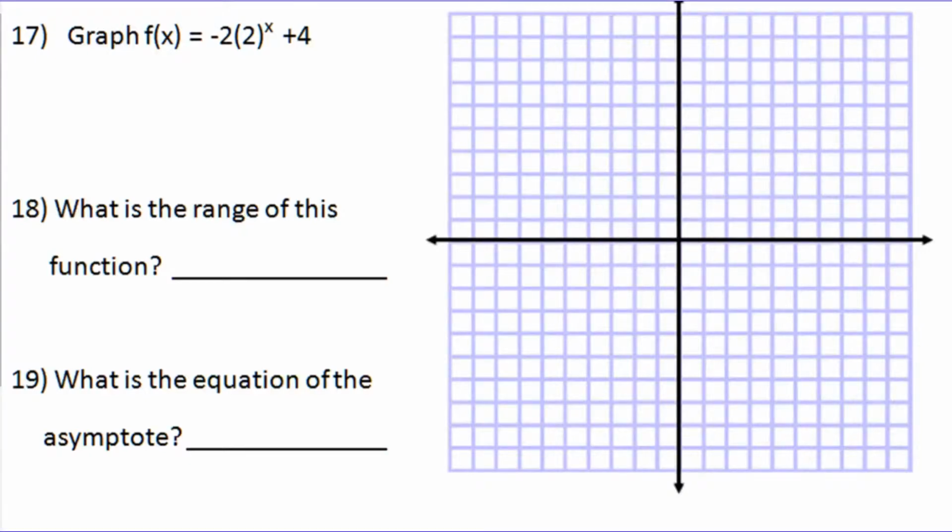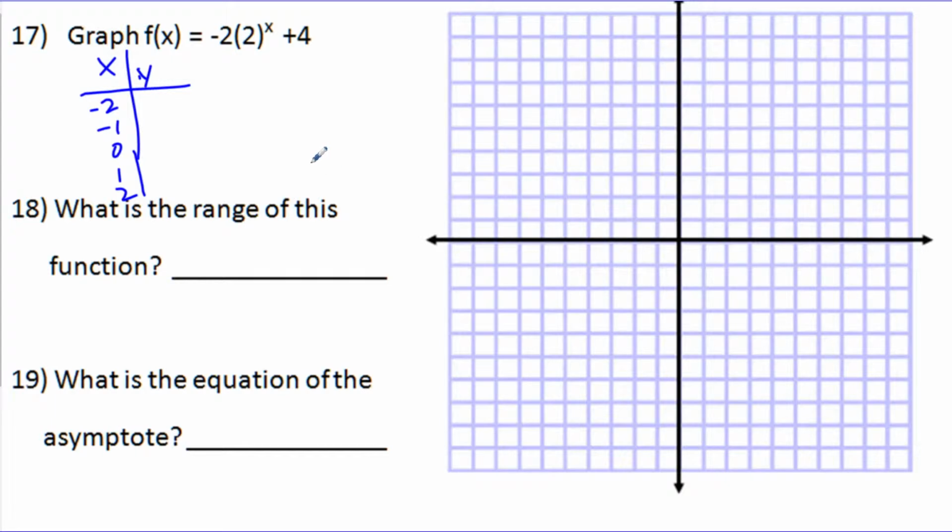Okay, so we're starting with problem number 17. We're being asked to graph an exponential function, and doing this is really just using a table of values. So I'm going to create an XY table, and we're going to just pick some numbers: -2, -1, 0, 1, and 2. Those are good values, right?